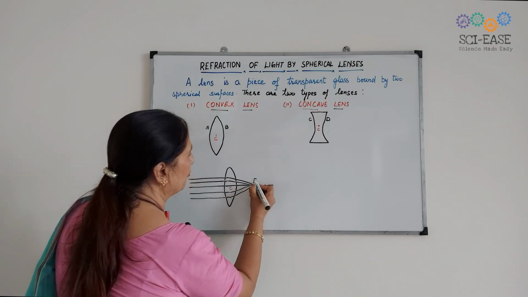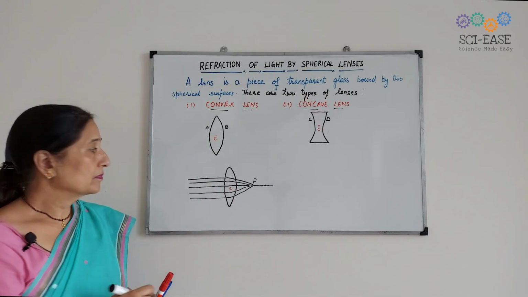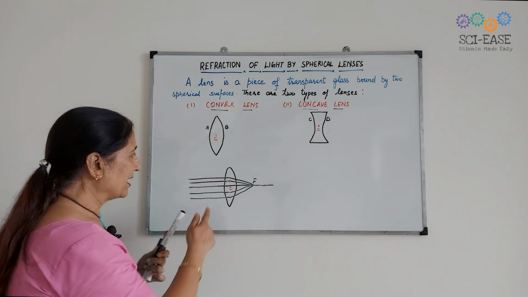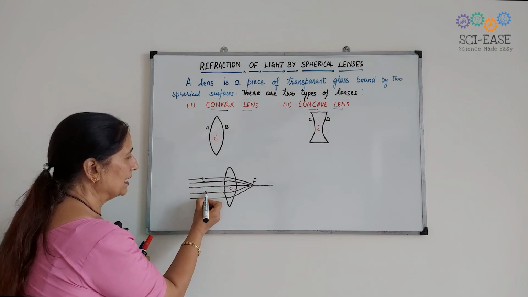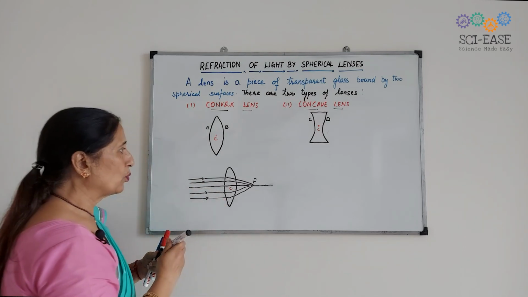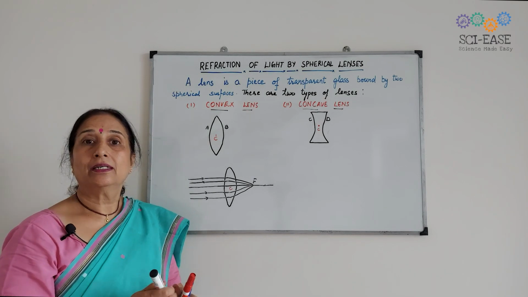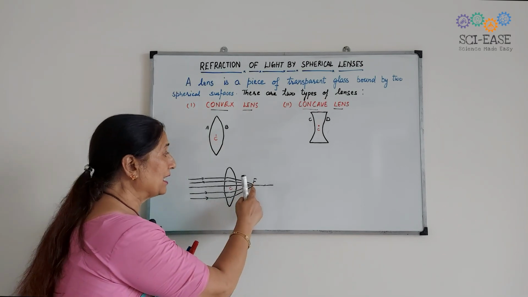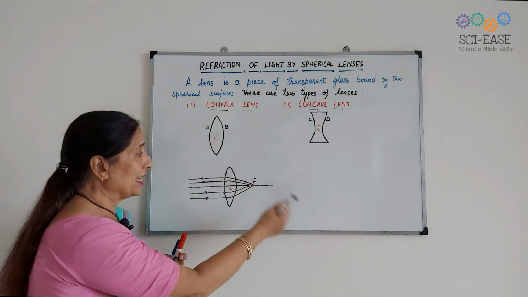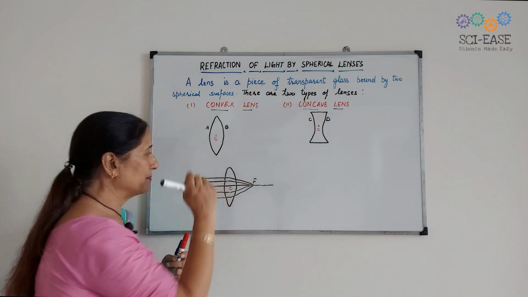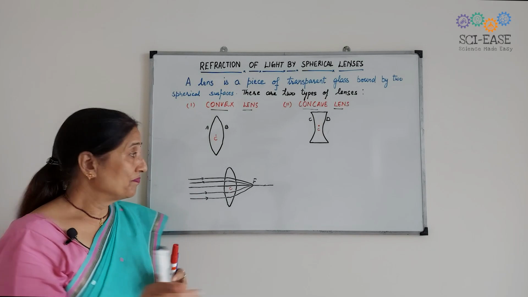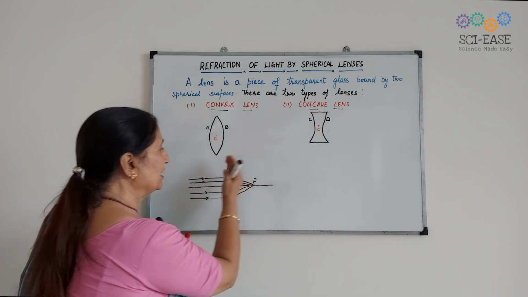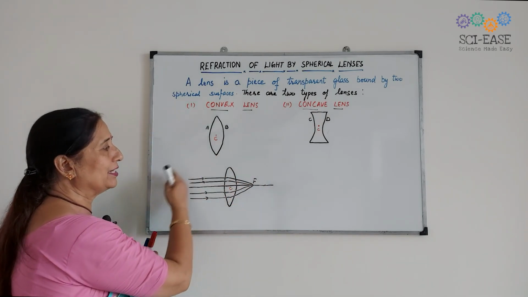This is the principal focus. When the rays parallel to the principal axis start from the left hand side, they will meet at one point after refraction, and that point on the right hand side is the principal focus. One very important thing: refraction can take place from this side also.